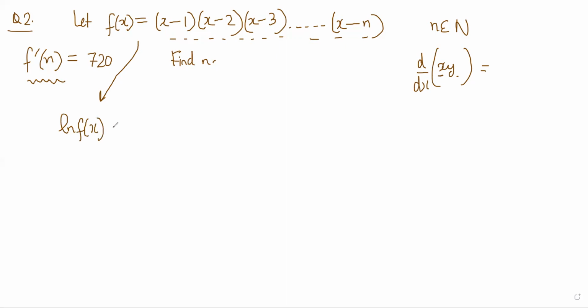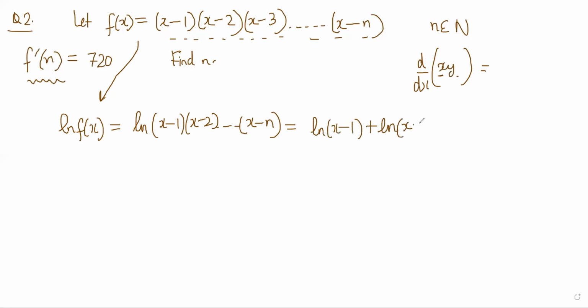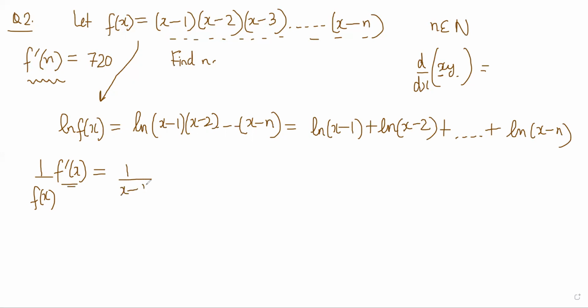So ln f(x) will be equal to ln of (x-1)(x-2) and so on till (x-n). And when you do log here, it will split up into multiple factors which can be added like this, right? All of these will come, ln(x-n). And now you differentiate the function. So it becomes (1/f(x)) f'(x), because differentiation of log is 1/f(x), and then you have to do by chain rule, f'(x)/f(x) = 1/(x-1) + 1/(x-2), and so on till 1/(x-n), right?